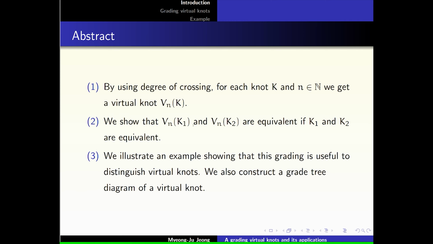By using this process, we can compare two virtual knots. Usually, V_S K1 and V_S K2 are much simpler than K1 and K2. And we also give some examples showing that our grading is useful to distinguish virtual knots, and we will also take a diagram of a family tree for virtual knots.